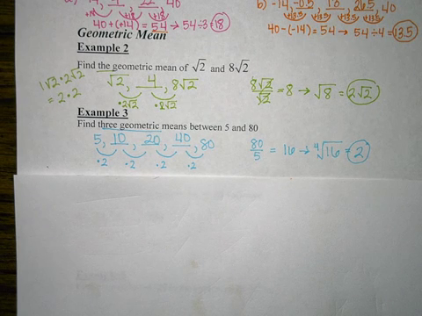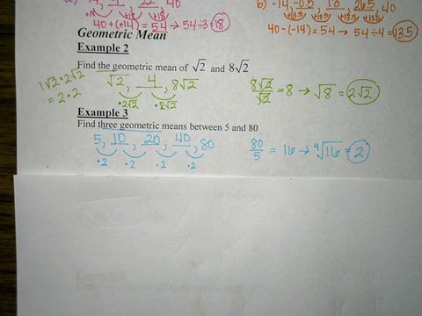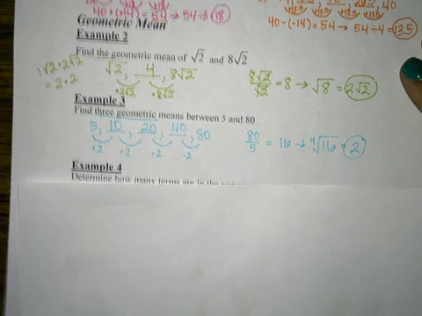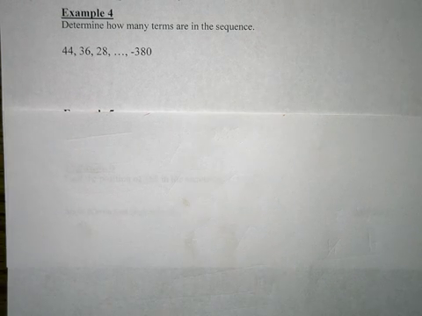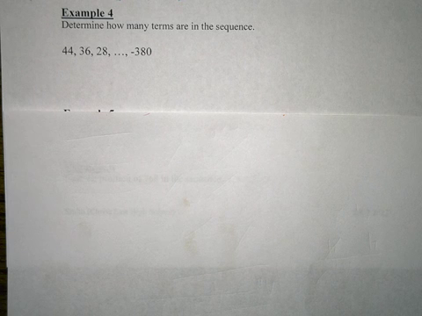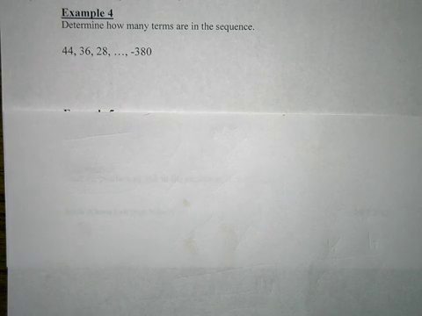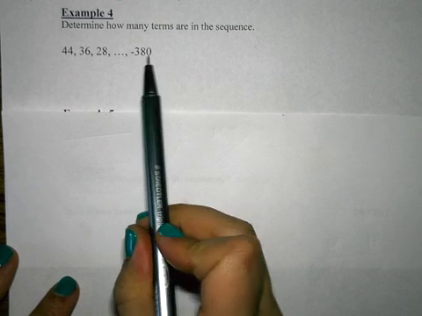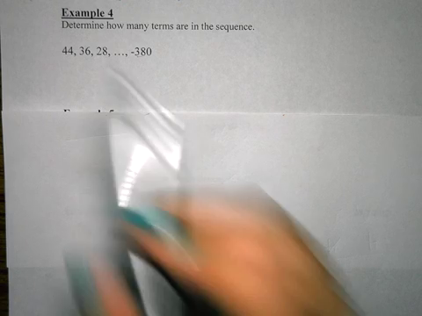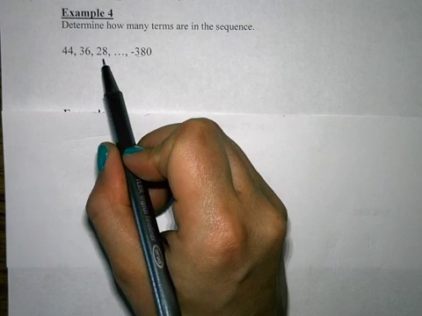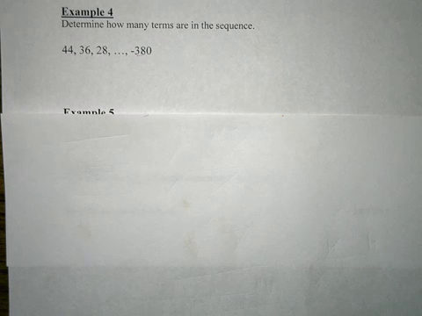So the last few examples that we're going to do, I'm going to give you specific terms, and I'm going to ask you to find what term number or what term they actually are. So let's look at example 4. In example 4, I'm going to give you a sequence, and I want you to determine how many terms are in that sequence. So how many terms does it take to get to negative 380? So here's the sequence: 44, 36, 28, and then we're going to end up at negative 380.